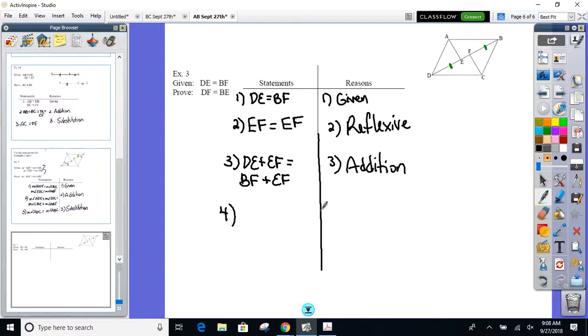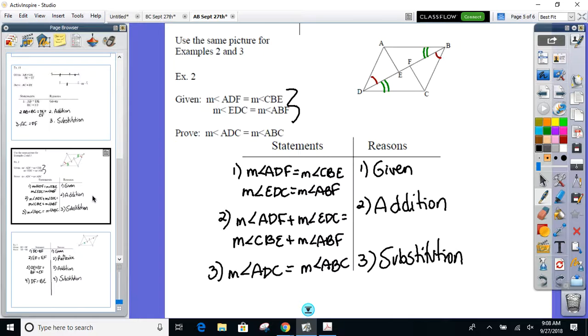That's not what I asked you to prove, though, right? What did I ask you to prove? DF equals BE. So what's the same as DE plus EF? DF equals BE, by substitution. So does everybody see? You may not be given 2 pairs of equal quantities. That second pair will come from a reflexive pair, probably. All right, and I believe that is it.